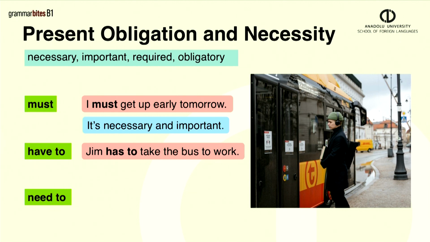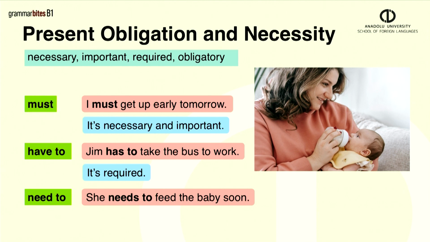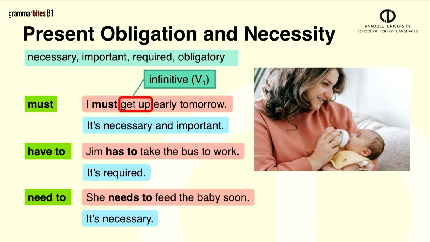Jim has to take the bus to work. It's required for Jim to take the bus. He doesn't have many other options. She needs to feed the baby soon. It's necessary. We always use an infinitive after modal verbs. You can see this rule applies to all modals in these examples.